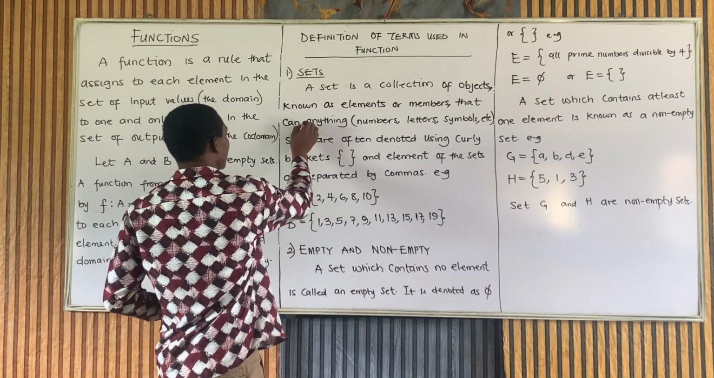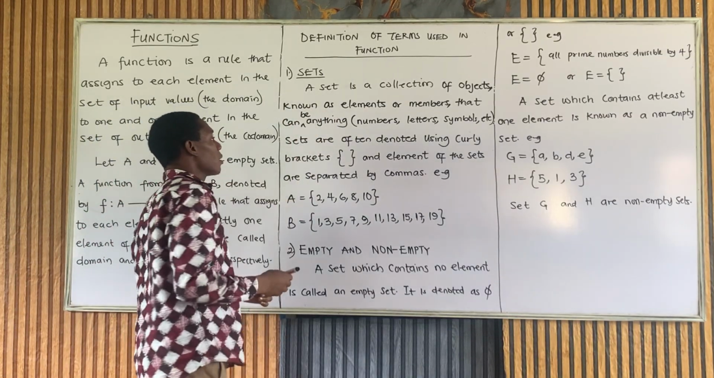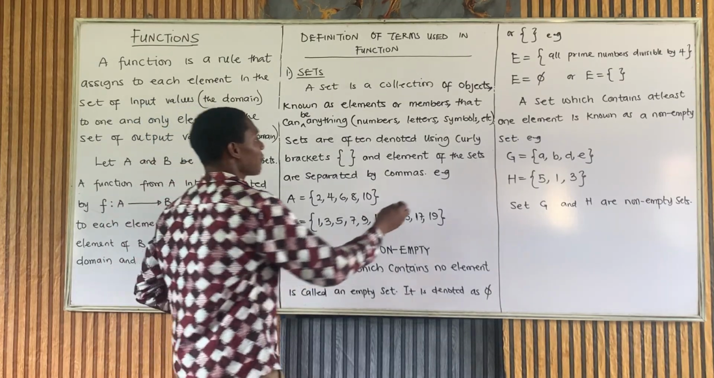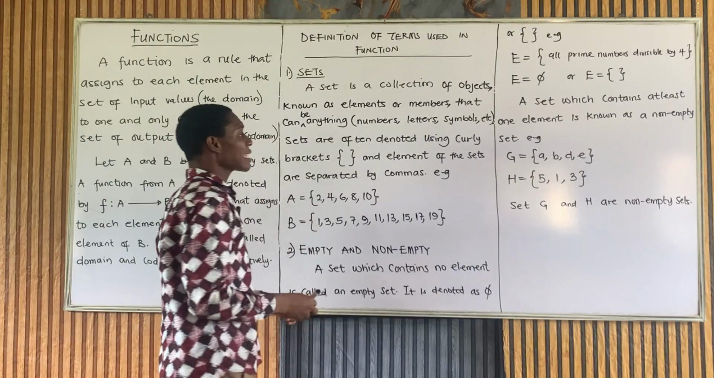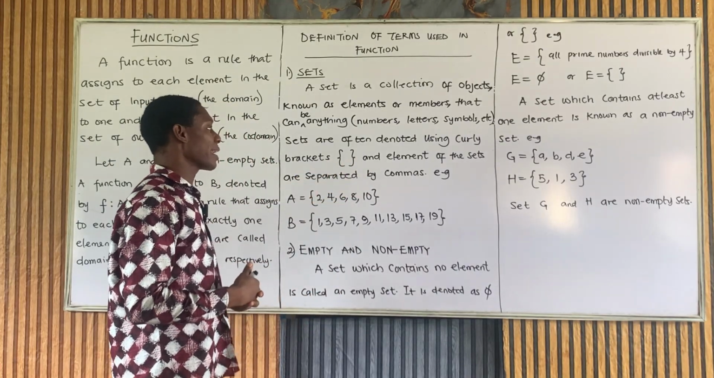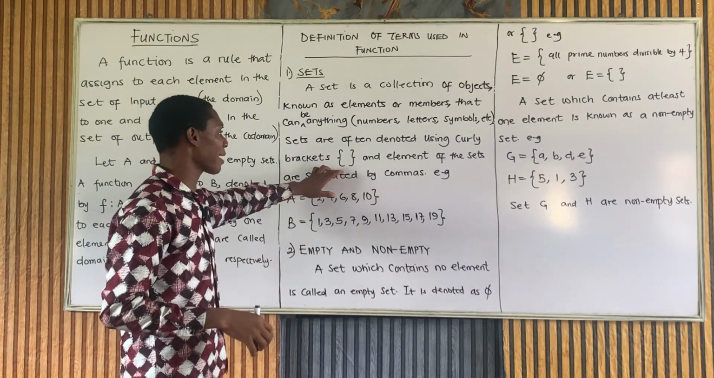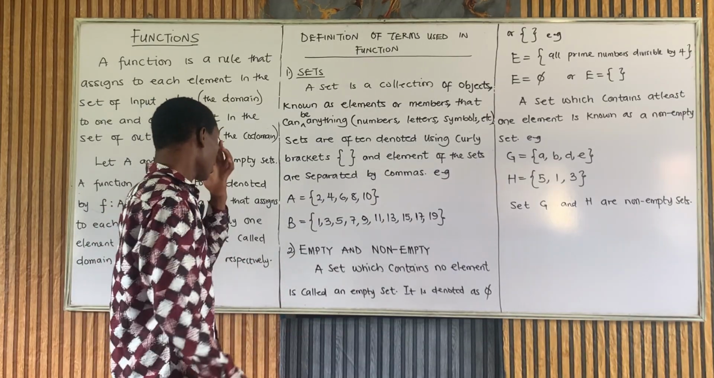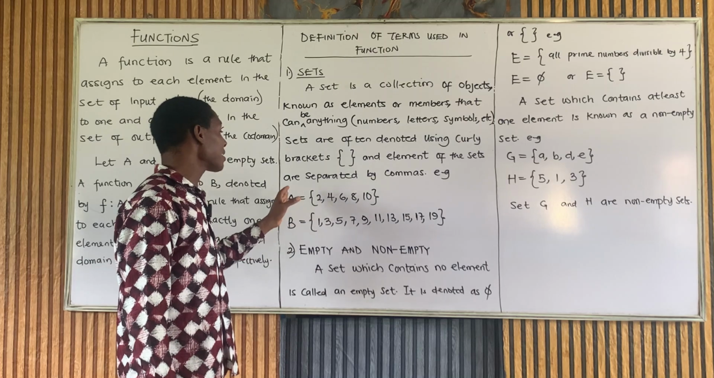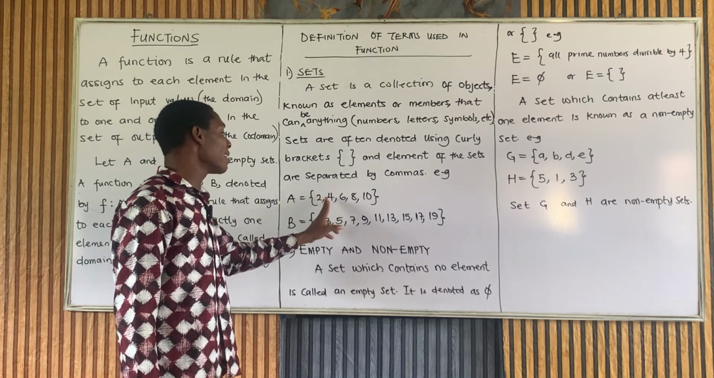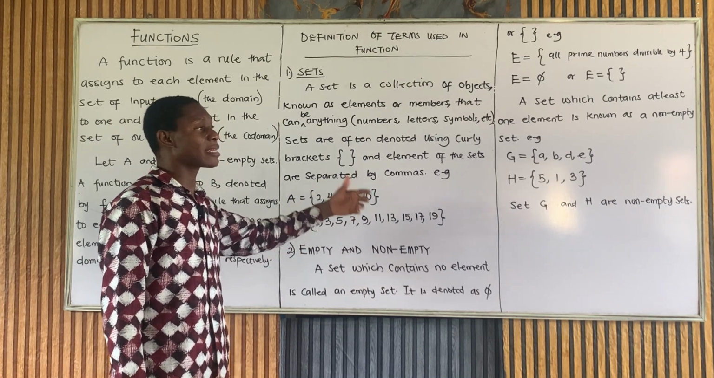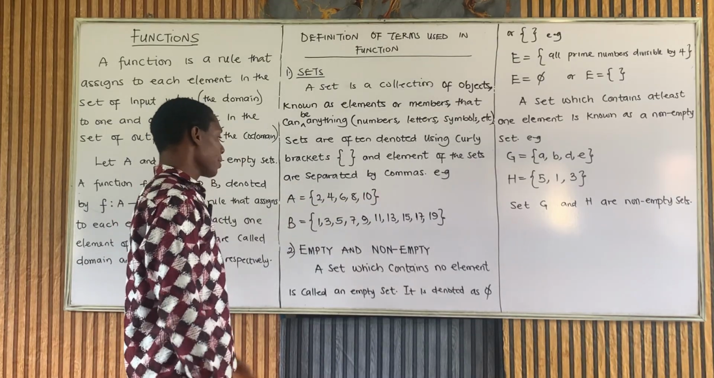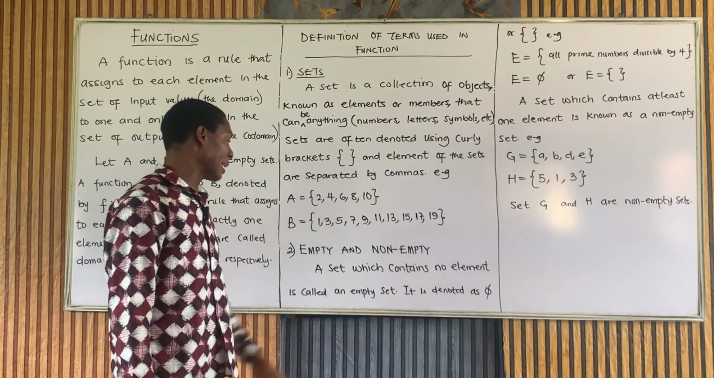Please take notes. Sets are often denoted using curly brackets. This is a curly bracket. And elements of sets are separated by commas. You can see this set A. When you see this, it means set A is equal to these elements: 2, 4, 6, 8, and 10. Each of them is separated by commas, and this is the curly brackets. This is set B as well, and the elements in B.